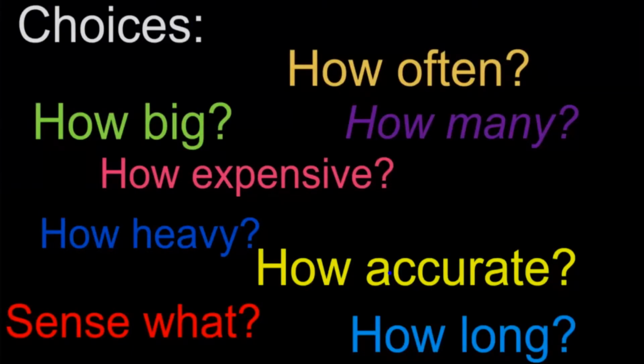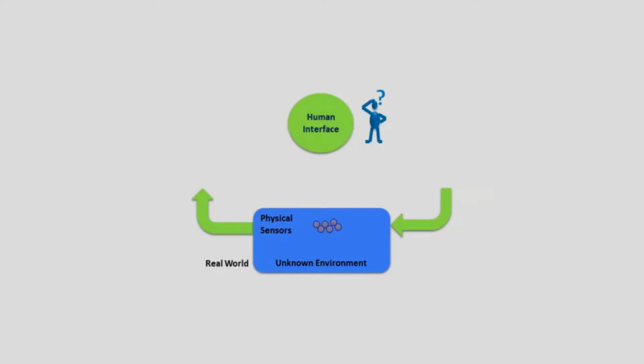But still, even if you have many small ones, you still need to choose how big are they, how often do they need to measure, and so on. You still need to make these decisions, and you're still stuck in this chicken and egg problem. So how are we going to address that?